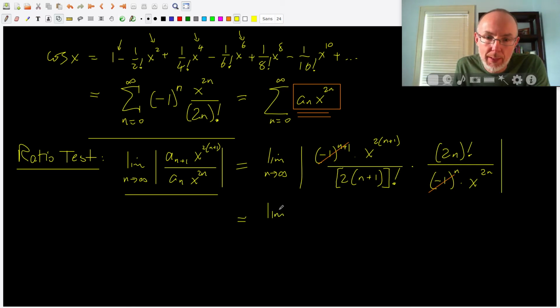So those absolute values are going to eliminate any negatives, and we're going to end up cancelling some of the powers of x. We've got x to the power of 2n plus 2. This is 2n plus 2, and I'm going to cancel 2n, so those are going to go. I'm going to be left with x squared. And then I'm going to think about what's left here.